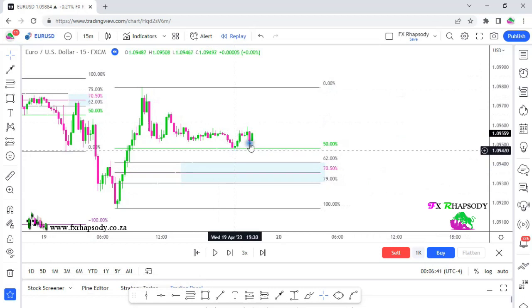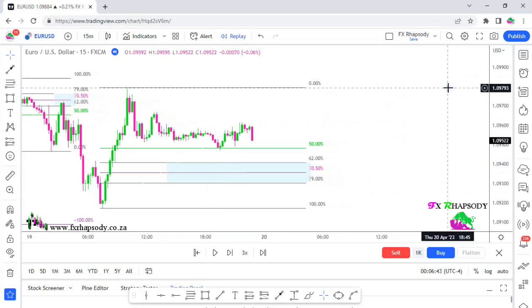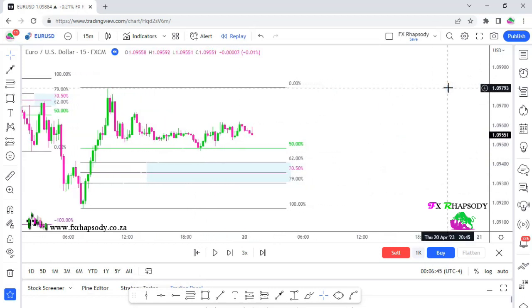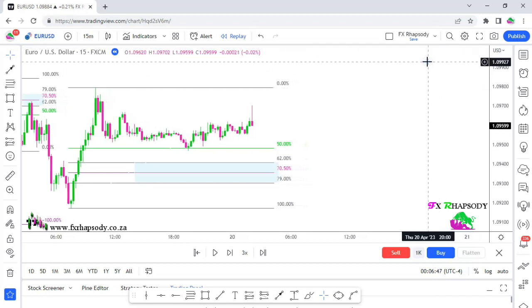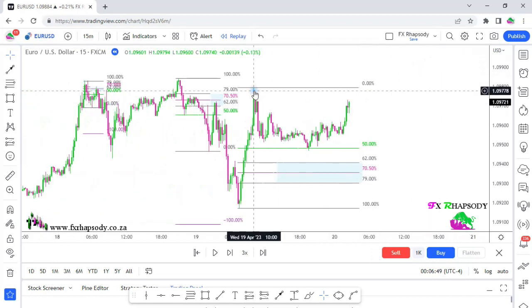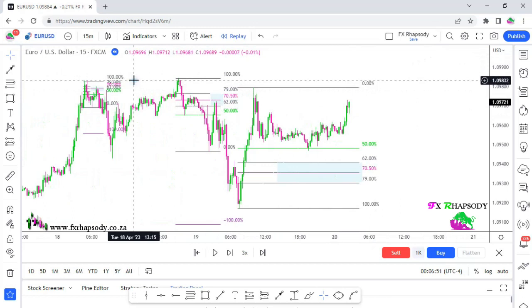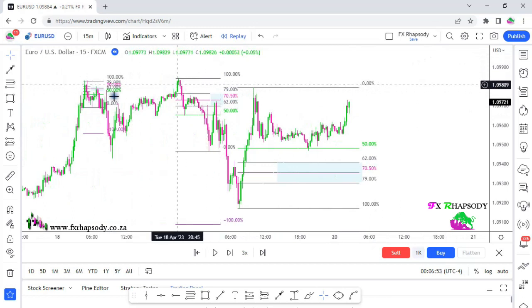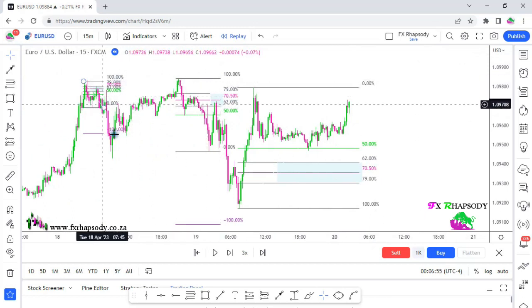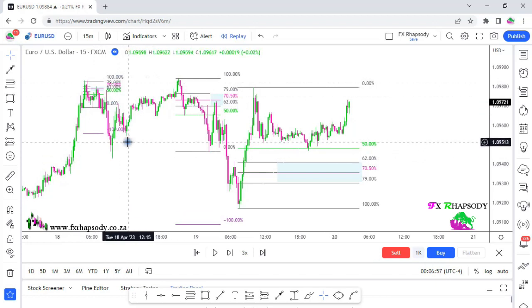It went to the 50%. It's not good enough. I wanted it to go to the 62% area. That's what I'm waiting for. You see these highs? These highs have been taken out. There was a high. I'm just going to take this out quickly here. Just want to show you something.